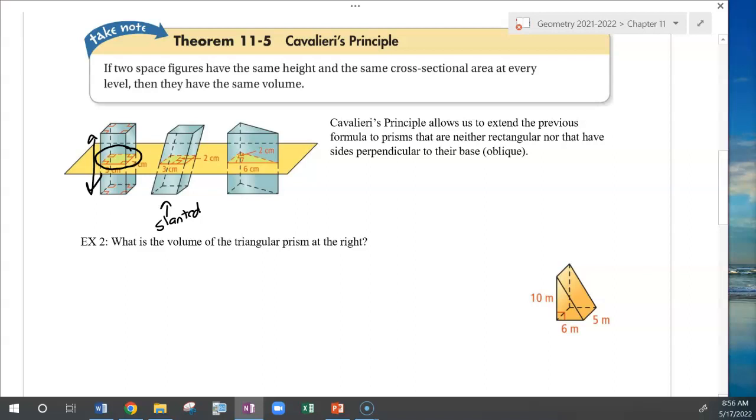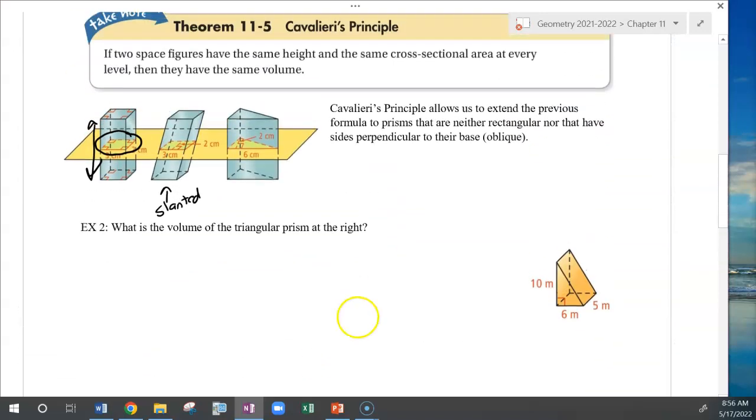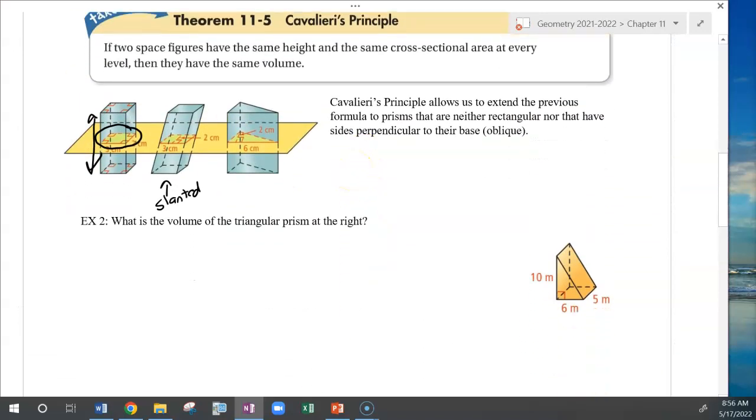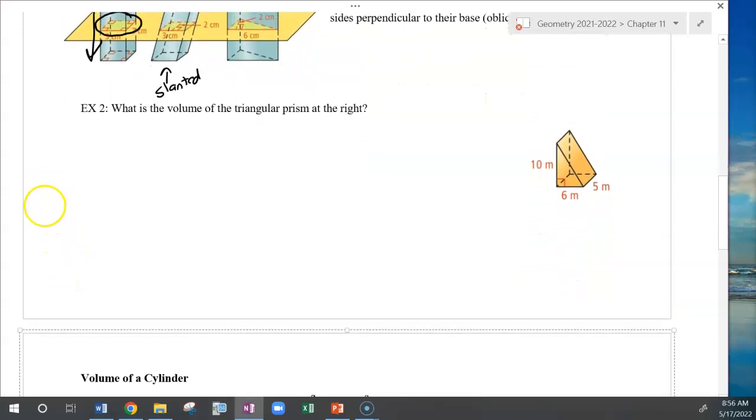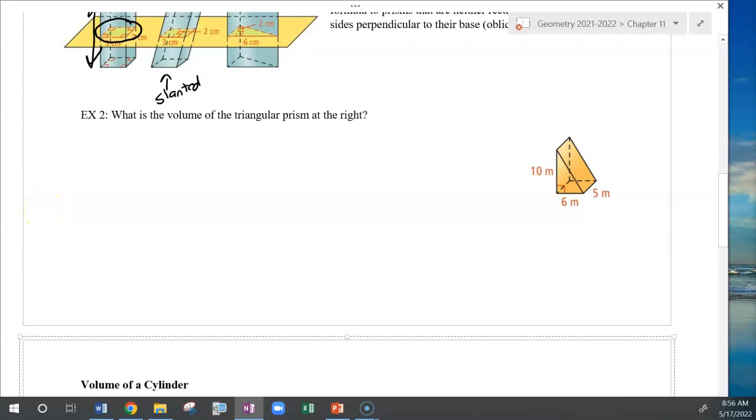It also doesn't matter if it's not rectangular. This works for a triangular prism too. Area of the base this time would be the triangle times this height. All right, so here's our next example. We were just talking about triangles, so we're going to do a triangular prism. We're going to find the volume here.